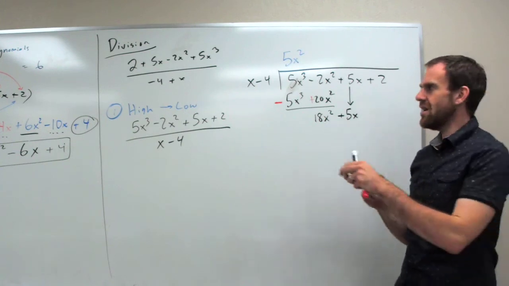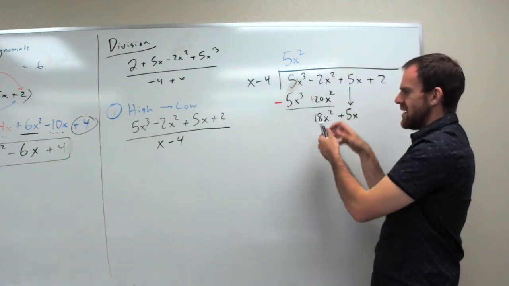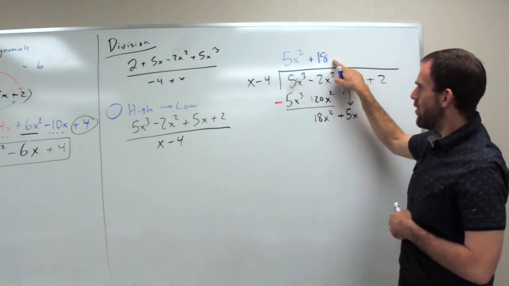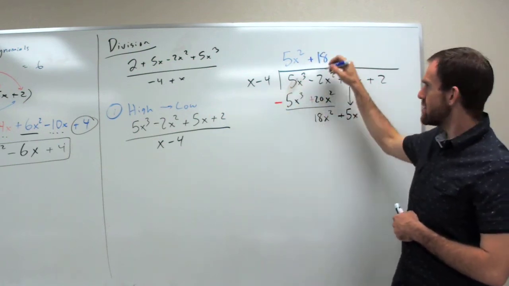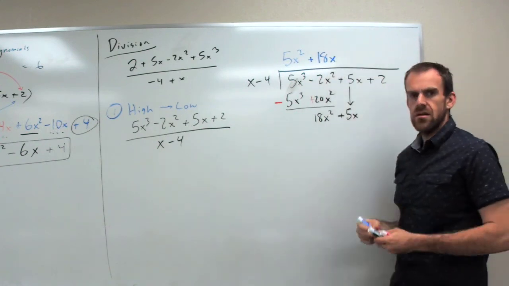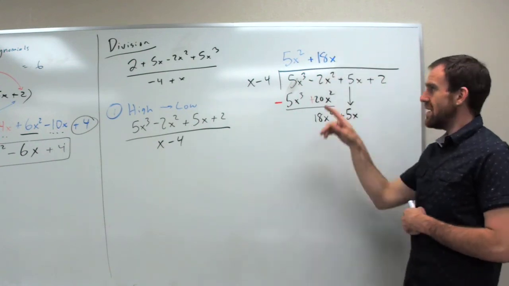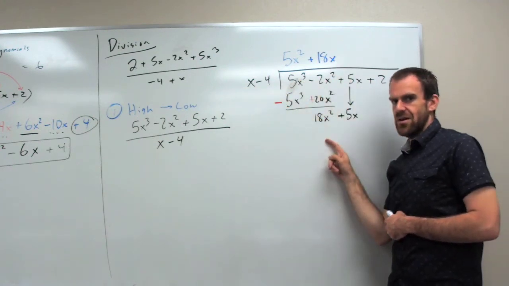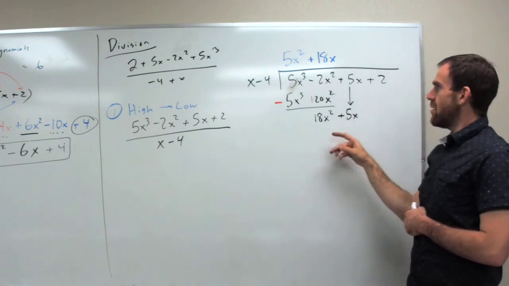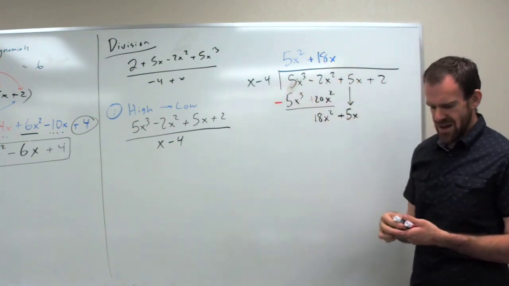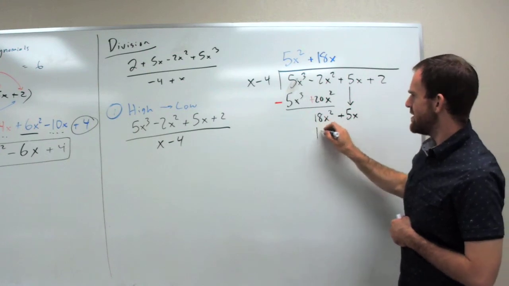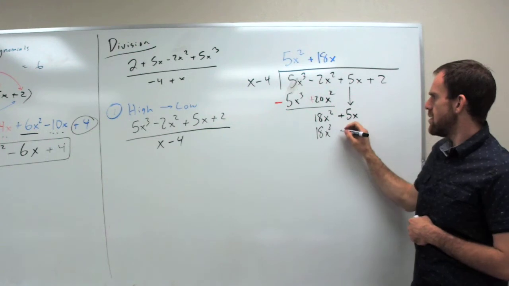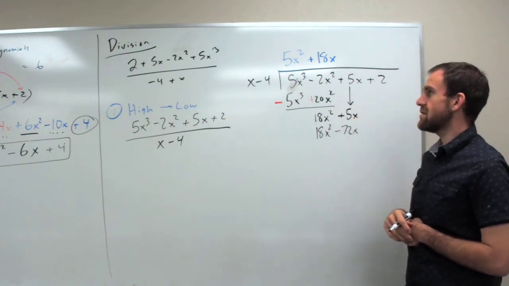Or, better question, x times what is 18x squared? Well, I know I need an 18. And what times x is x squared? X. Because 18 times 1 is 18, x times x is x squared. Now, I'm going to multiply these out. So I get 18x times x is 18x squared. 18 times 4 is 72x.